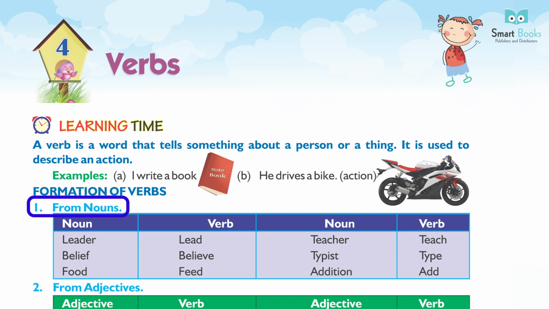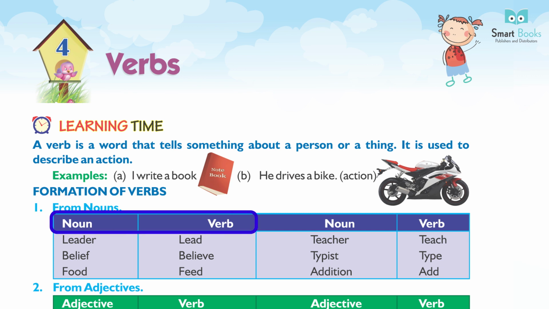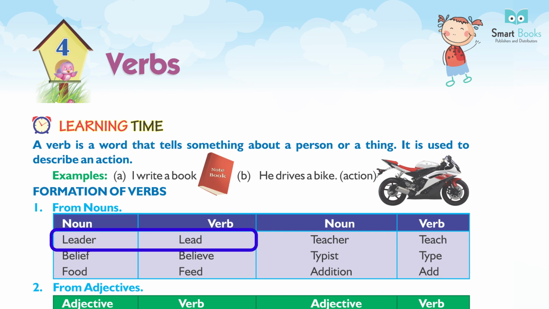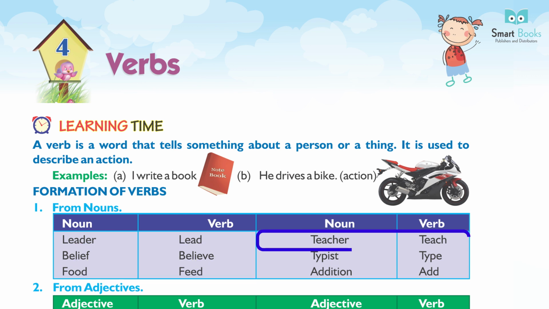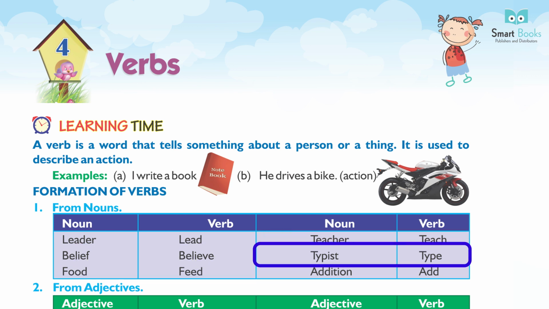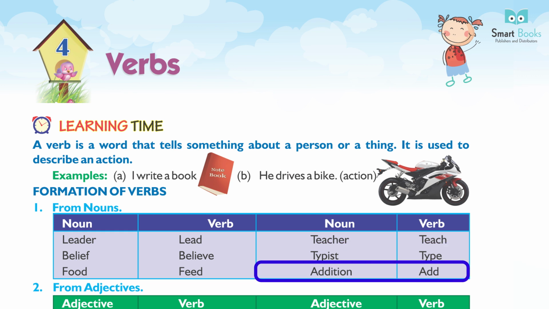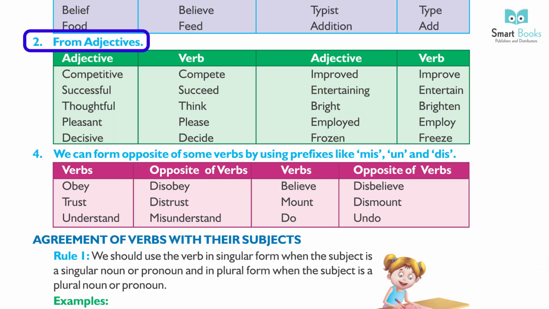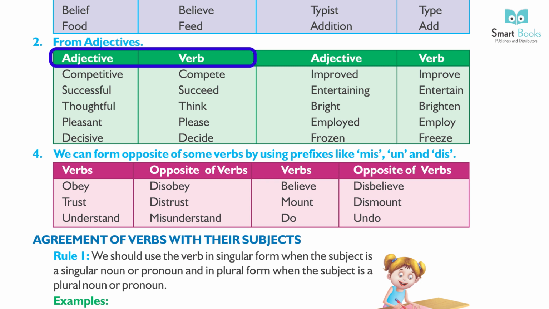Formation of verbs. 1. From nouns. Noun, verb: leader, lead; belief, believe; food, feed; teacher, teach; typist, type; addition, add.